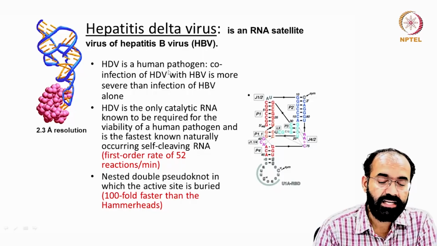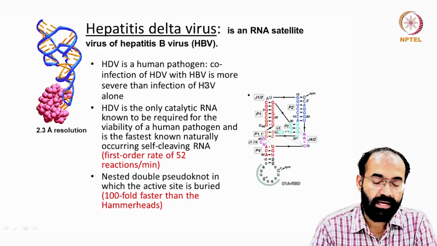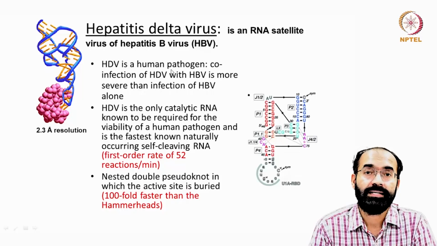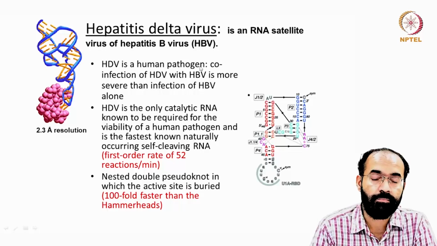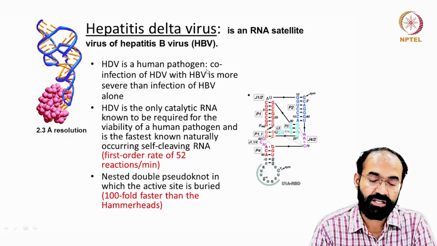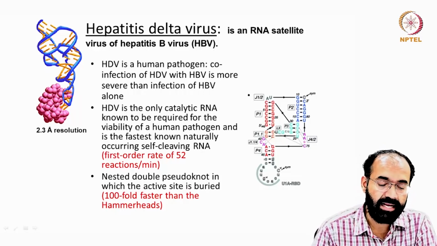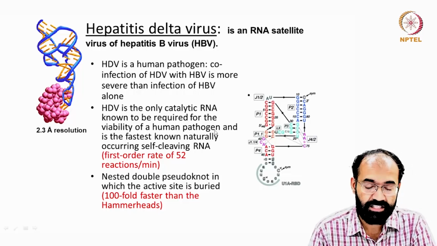So HDV is a human pathogen. Co-infection of HDV with HBV is more severe than infection with HBV alone. Or in other words, if a person has HDV alone, it is less likely to be detrimental for the life of an organism, whereas if that person encounters an HBV, hepatitis B virus infection, then things can go really wrong. HDV is the only catalytic RNA known to be required for the viability of a human pathogen. What is that pathogen? HBV.